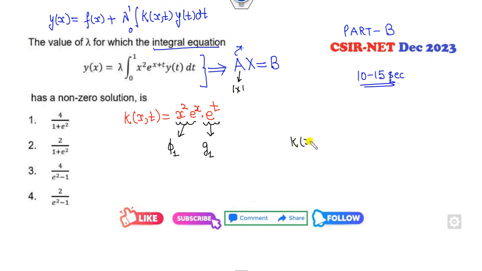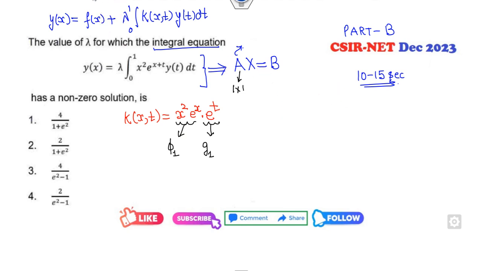For example, if your kernel is like x square t plus x sine t, fine. So this is a function of x, I call this my phi 1. This is my g1. This is the plus sign. This is my phi 2. This is my g2. And in that case, it's a 2, so A will be a 2 cross 2 matrix. Fine. Anyhow, in this case, it is only 1 cross 1.